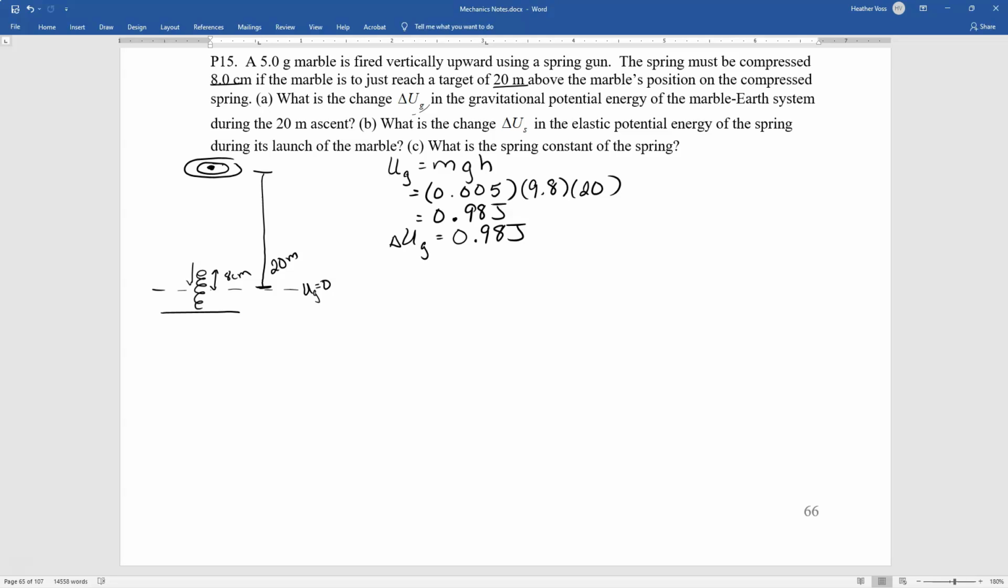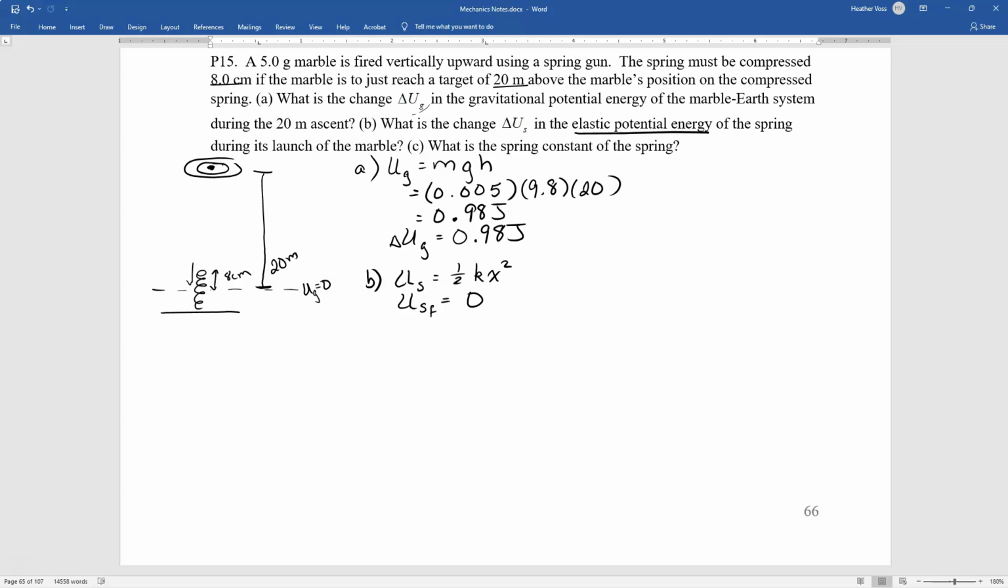That was part A. We then want to know what is the change in the elastic potential energy during the launch of the marble. So initially, the spring elastic potential energy is going to be 1/2 kx squared. When that spring launches, the final potential energy is going to be 0. Well, there's a problem here. I don't know what the spring constant is. So let's come back to this in a second.